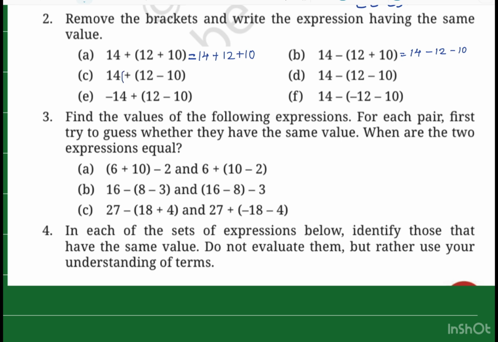Third question, 24 plus, so there is a plus sign in front of this bracket, so there is no change in the signs of the terms in the bracket. So the answer is 14 plus 12 minus 10. Next, minus sign in front of the bracket, so the signs will be changed.